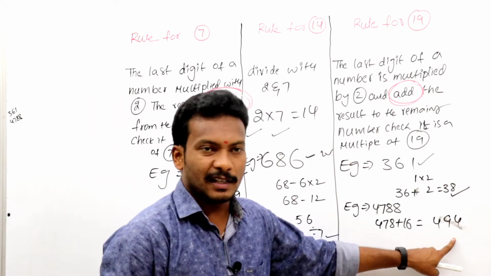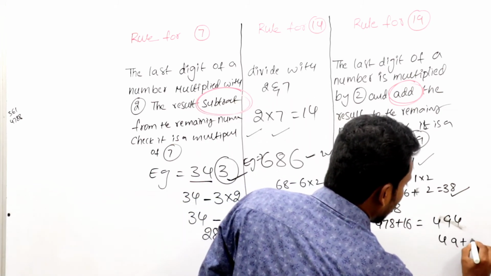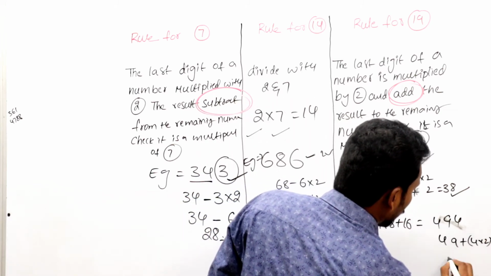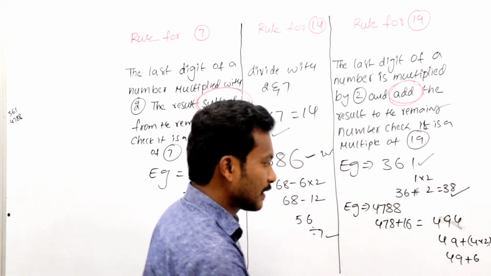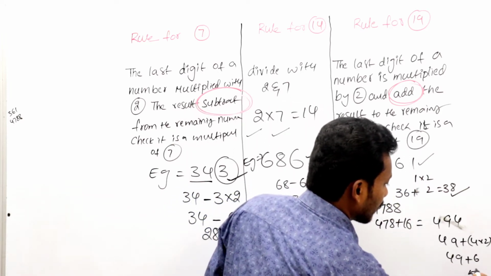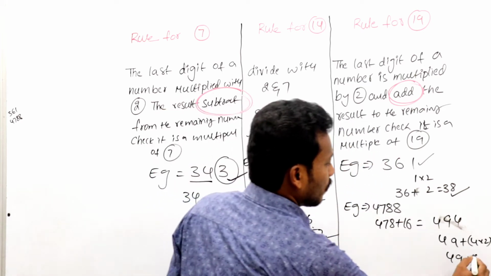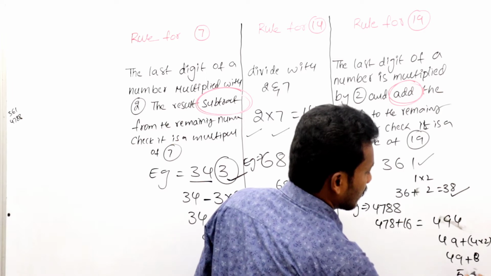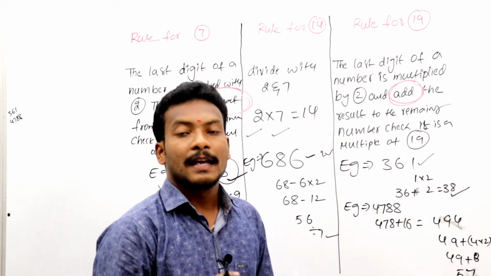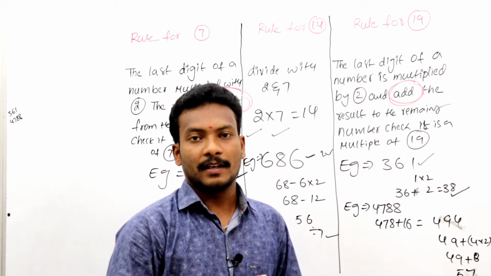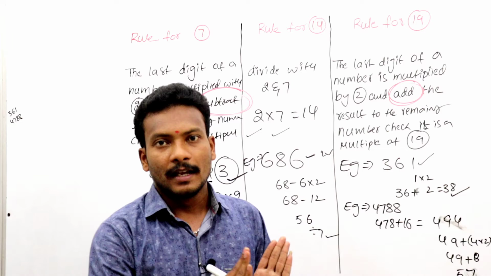We don't know about this one also, so again you have to repeat the process. 49 plus 4 into 2. 4 2s are 8, so 49 plus 8, that is 57. Now is 57 cancelled with 19 or not? Exactly cancelled with 19. That's why this total number is also exactly cancelled with 19.